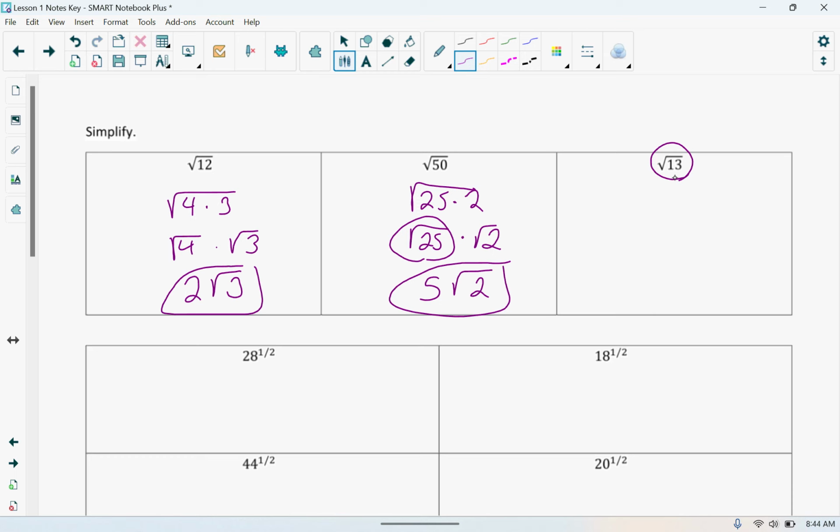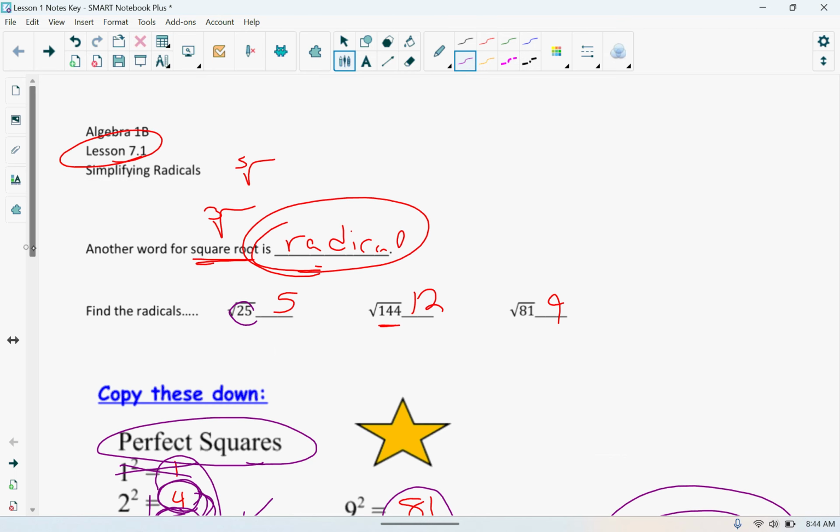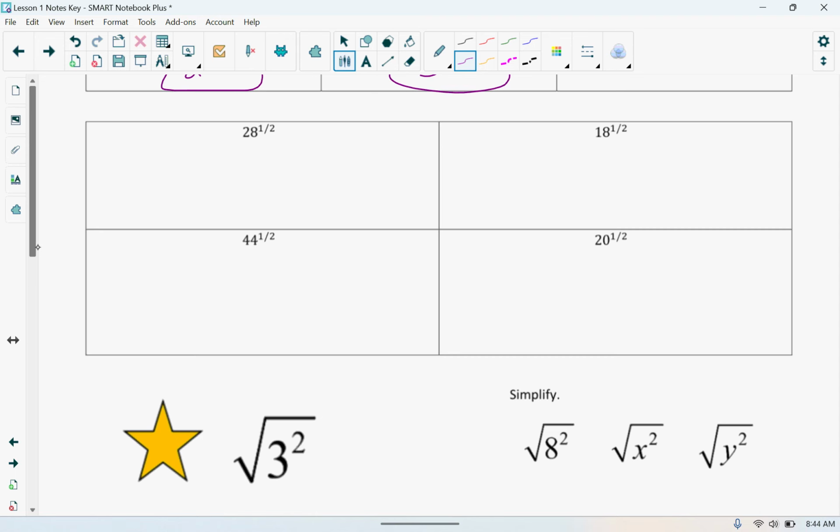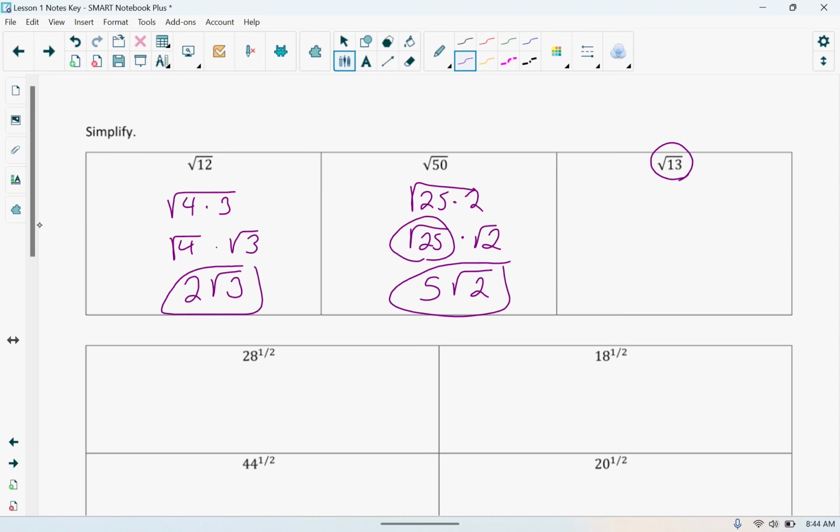Okay, let's look at this one. So this one, if I go back and check it, 4 doesn't go into 13, 9 doesn't go into 13. So I don't have anything that I can simplify, and that's okay. That's as far as it can go. So it can't be simplified any further, and we just leave it alone.